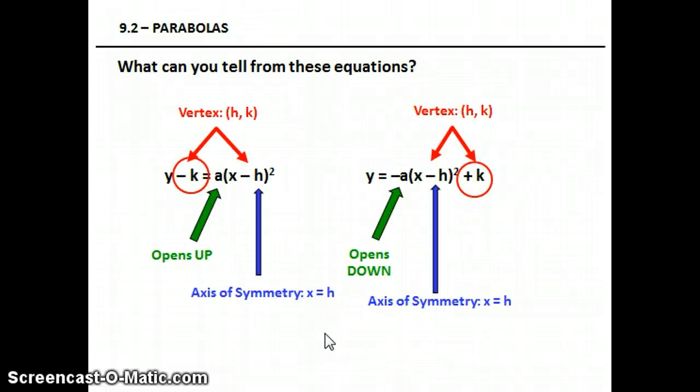So what can you tell from these equations? Well, you can find the vertex, (h, k). Notice that I made a point of doing both of these so that you can see that. Here it's a positive k. On this side, it's a positive k. You always have to switch the sign of the h. You can tell that it opens up if the a is positive and opens down if the a is negative. And you know that the axis of symmetry is x equals h in both cases. They're going to be the same.